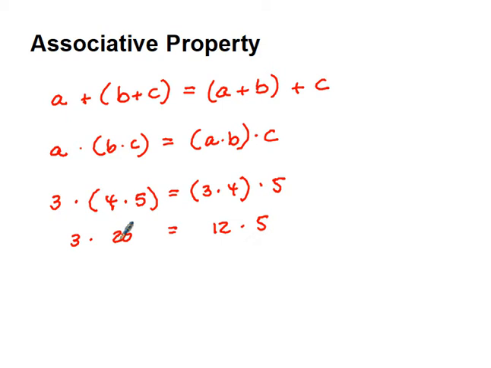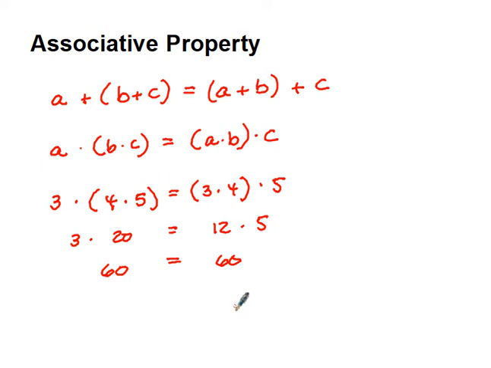Is 3 times 20 equivalent to 12 times 5? Well, 3 times 20 is 60. 12 times 5, it's also 60. 60 equals 60, therefore proving that the associative property is indeed a valid property.